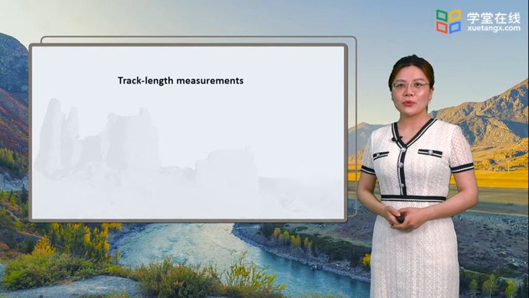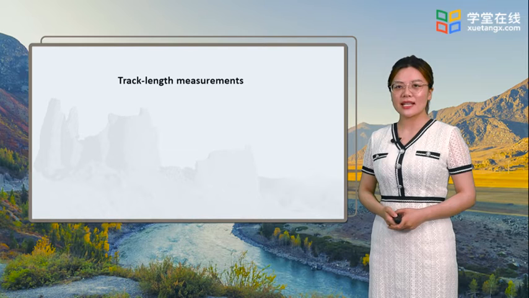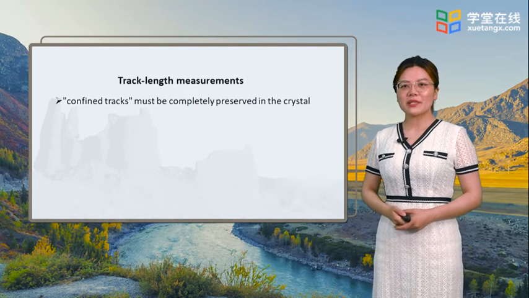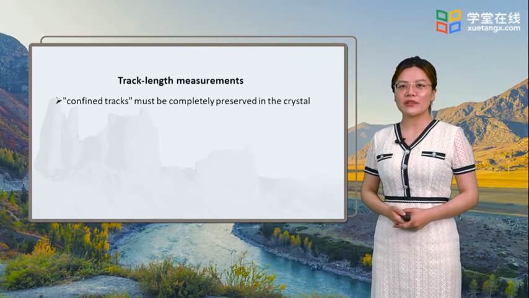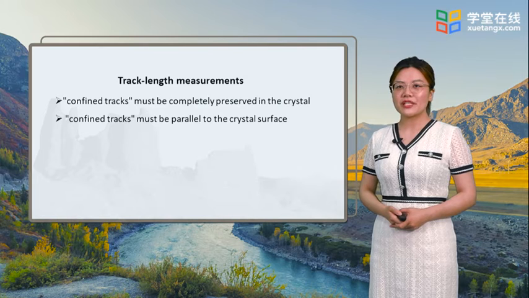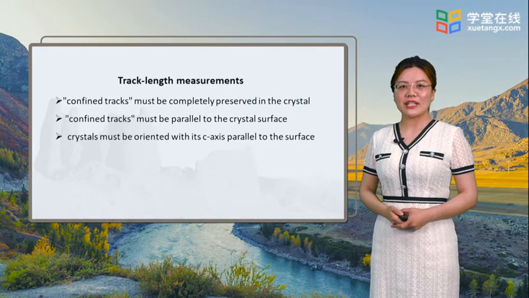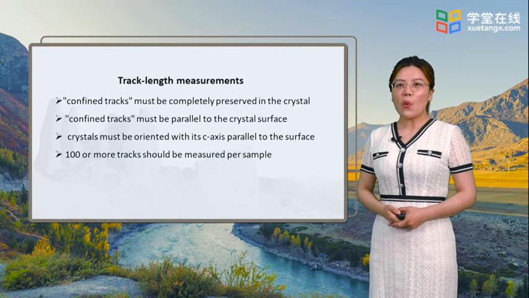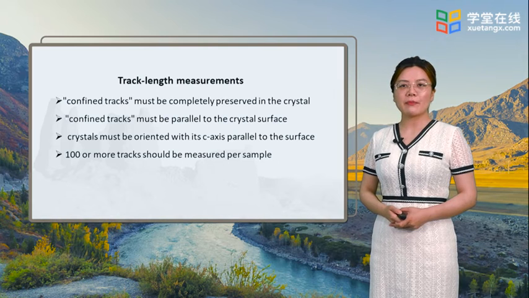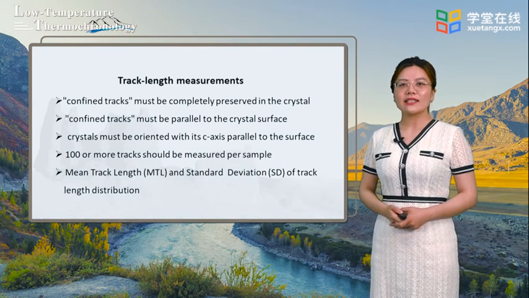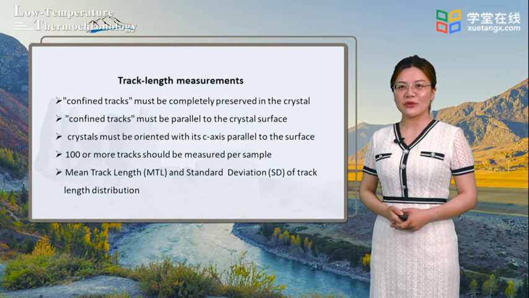There are some principles to be followed for recognizing confined tracks and track length measurement. First, confined tracks must be completely preserved within the crystal, and confined tracks must be parallel to the crystal surface. Besides, the crystal must be orientated with its z-axis parallel to the surface. Normally, 100 or even more tracks should be measured per sample. We also need to know the mean track length and standard deviation of the track length distribution.